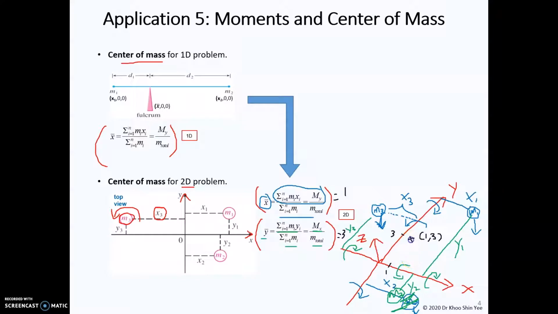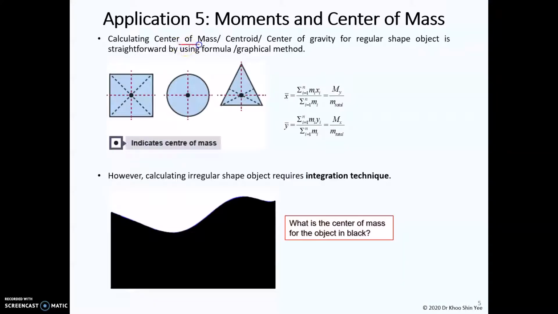So imagine that you put your finger to support this object that has the concentrated mass as the mass 1, mass 2 and mass 3 here. So if you support at the center of mass here, then you can balance this object. Center of mass is equal to the centroid when the density is constant, and is also equal to the center of gravity if the gravitational field is uniform.